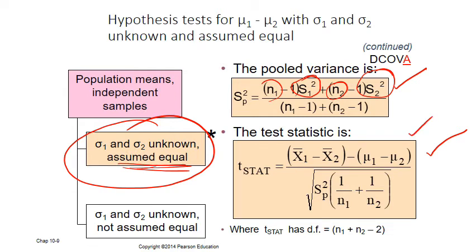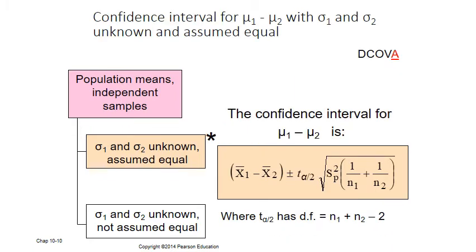And degree of freedom, you know, for t statistics we need degree of freedom, and in case of two sample test, this is the formula for degree of freedom. And similarly for the confidence interval, if we want to construct the confidence interval for two sample means, so this is the formula for constructing the confidence interval.